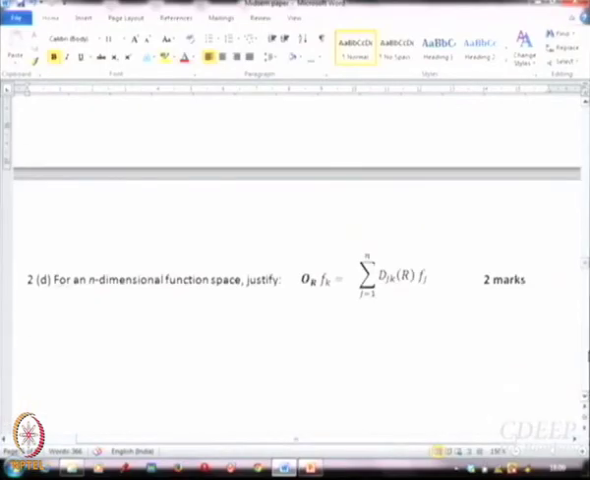What was the next one? So here, for n-dimensional functional space, justify over Fk equal to this. Many people have written many things. All I wanted was, I wanted you to tell me that this D_jk(R) is the transformation matrix operating on coordinates, and the reason why I am using D_jk and not D_kj is that when I write O_R, we are working with orthonormal functions. If you wrote that, then I am happy. If you wrote something else that also makes sense, then also I am happy. Makes sense in this context, of course.